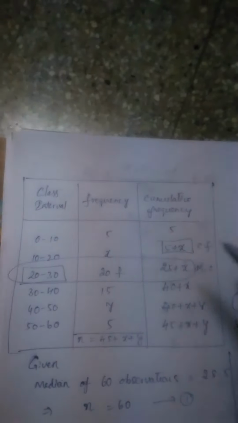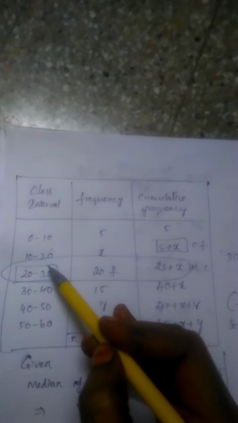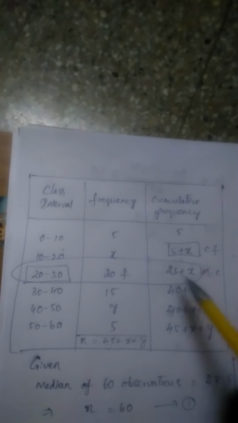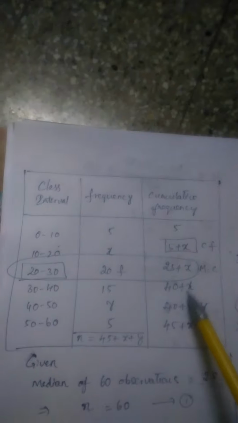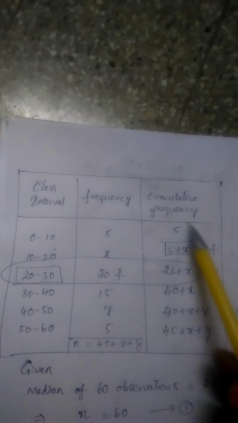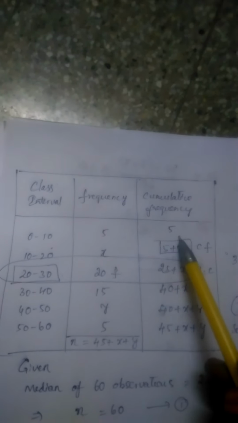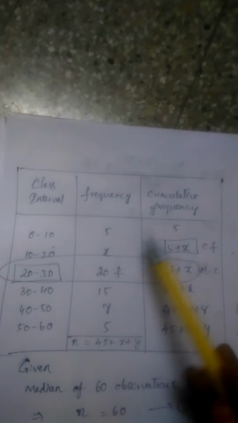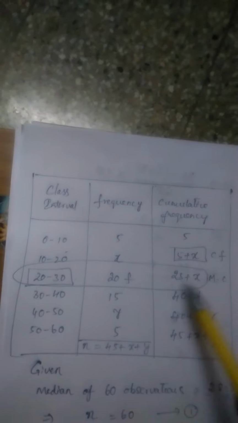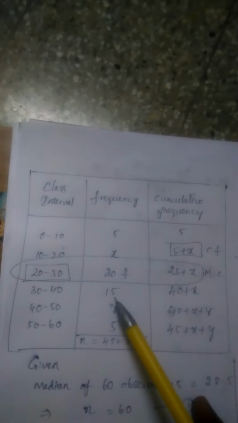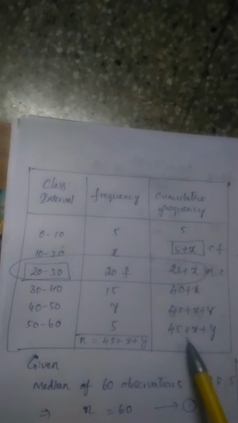Cumulative frequency is nothing but up to 10 we have 5 as a frequency, and up to 20 we have 5 plus x, and up to 30, 25 plus x, and up to 40, 40 plus x. In the first interval the value is as it is. After that we add the next interval: 5 plus x, 5 plus x plus 20 is 25 plus x, 25 plus x plus 15 is 40 plus x, and 40 plus x plus 5 is 45 plus x, then plus y.